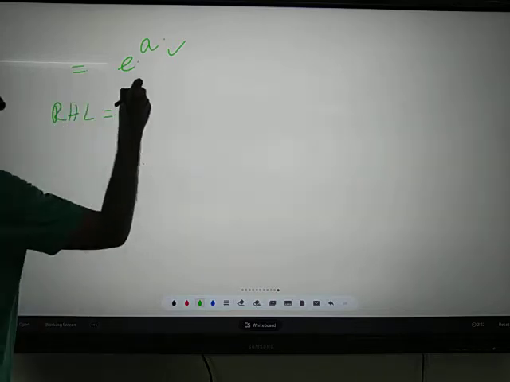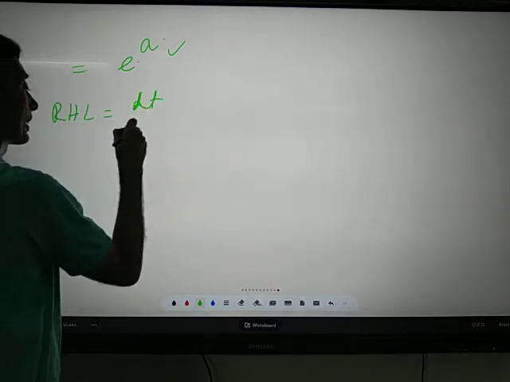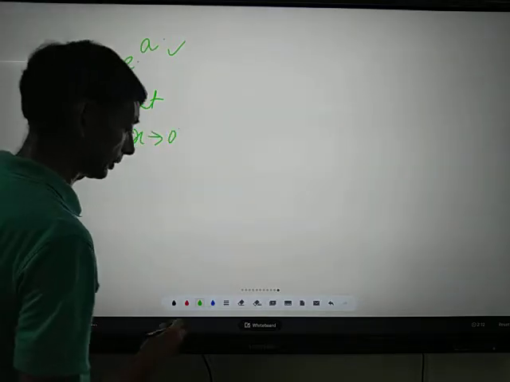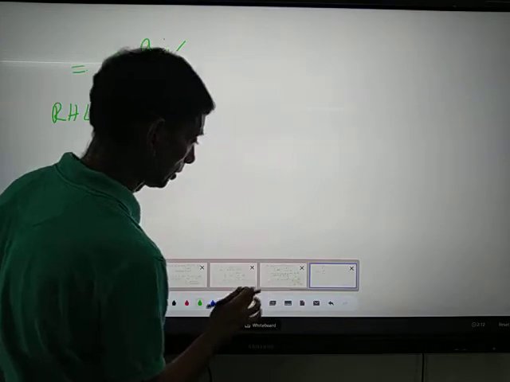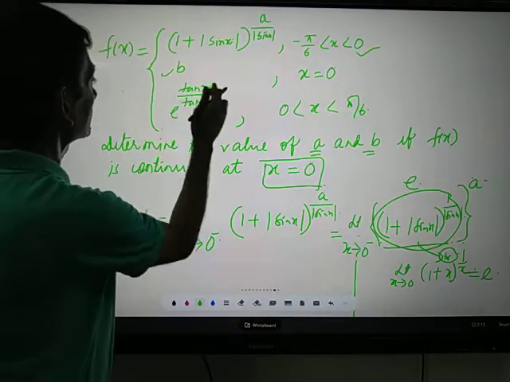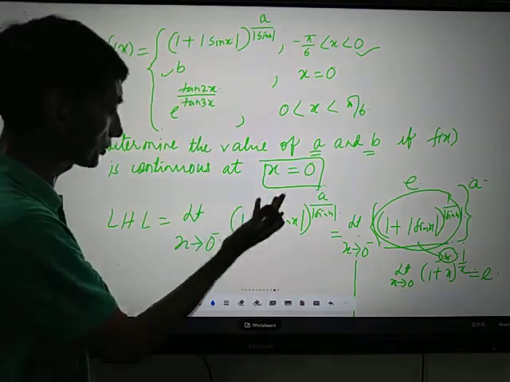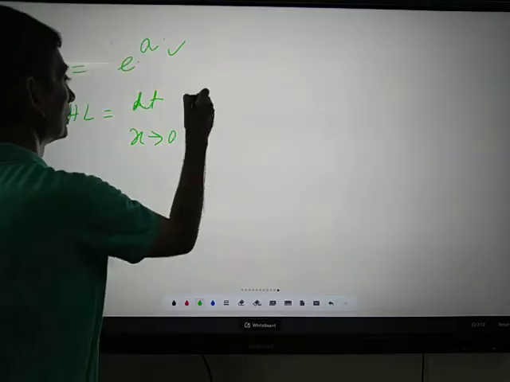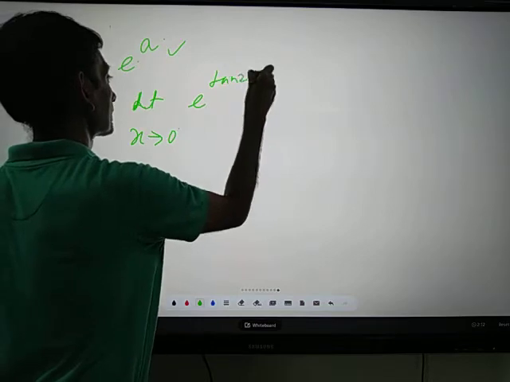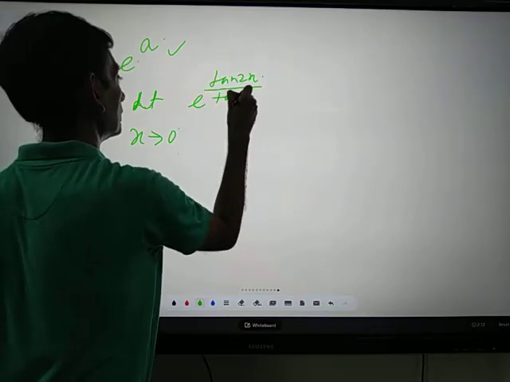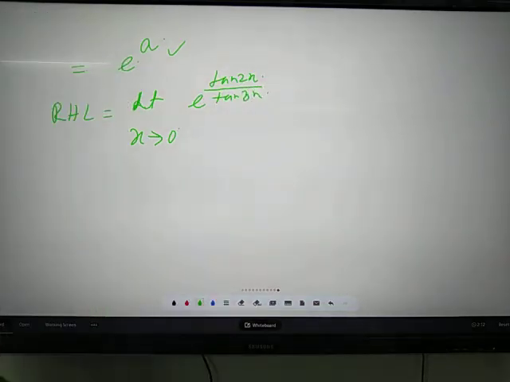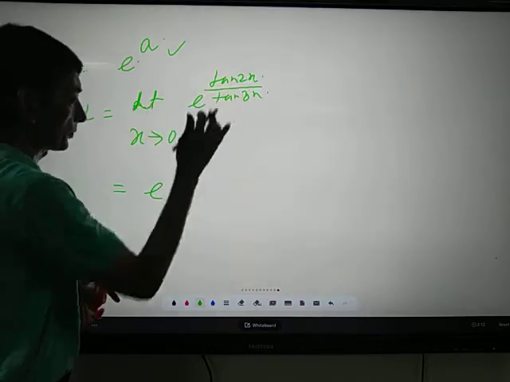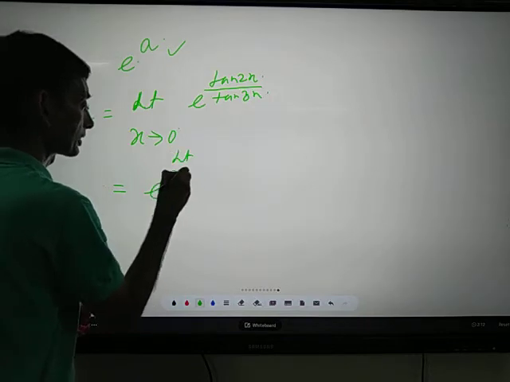Right hand limit, limit x approaches 0. Let us check what is given: e to the power tan 2x by tan 3x. So how to find this limit? We can take the limit of this function as x approaches 0.